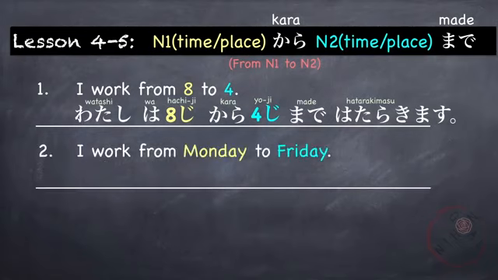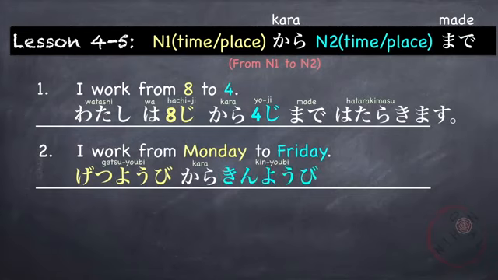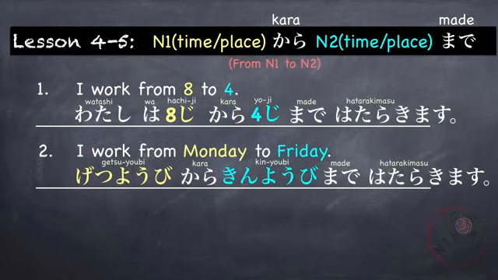You can also use this for days. For example, I work from Monday to Friday. Monday is 月曜日。月曜日から Friday is 金曜日。金曜日まで働きます。月曜日から金曜日まで働きます。So notice I didn't put 私は if it's obvious in the sentence.